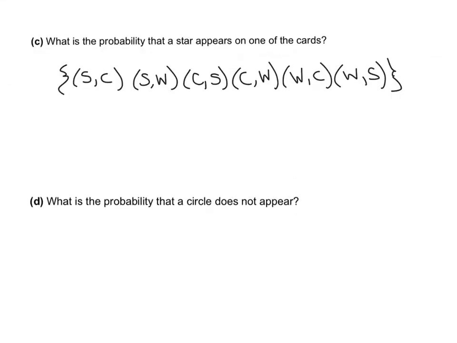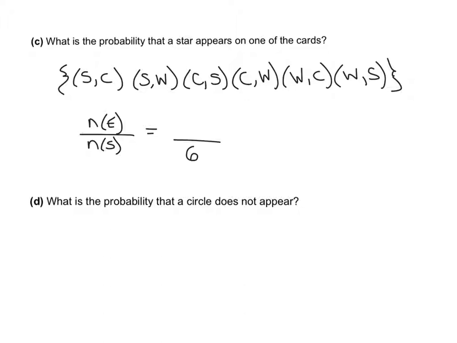Part C. What is the probability that a star appears on one of the cards? I just wrote my entire sample space again, and those are the 6 pairs that we listed in Part A of the problem. Now, I want to know the probability that a star appears on one of the cards. Probability is represented by NE over NS. That means it's the number of times an event occurs over all total possible outcomes. So NS is the number of outcomes in my sample space, and we said that this was 6. That was our answer to Part A.